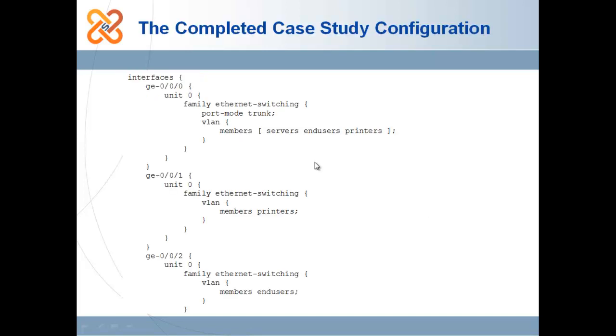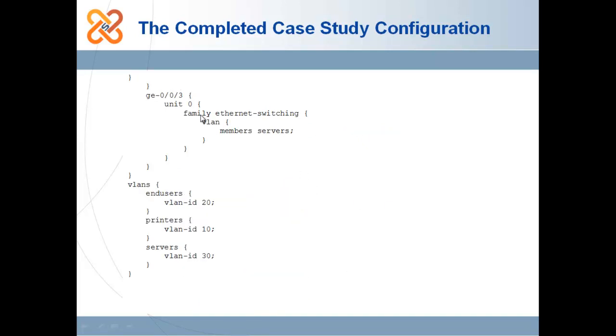And as can be seen, we have completed our interface configuration. ge-0/0/0 has the members servers, end users, and printers. ge-0/0/1 is only printers. 002 end users. 003 only servers. And finally, we have the VLANs which mention the ID numbers versus the names.